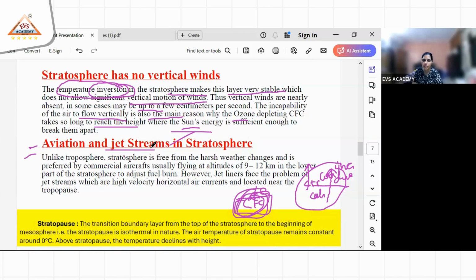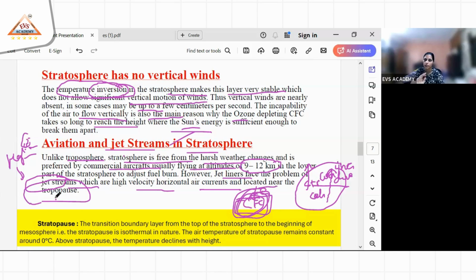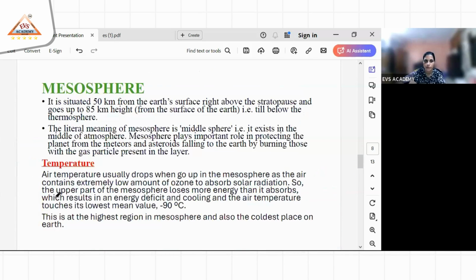Now, second is aviation and jet streams in the stratosphere. Unlike the troposphere, the stratosphere is free from harsh weather changes and is preferred by commercial aircraft, usually flying at an altitude of 9 to 12 kilometers, in the lower part of the stratosphere. However, jetliners face the problem of jet streams. Jet streams are high-speed winds that arise due to pressure belts. They are high velocity horizontal air currents located near the tropopause. So these are the characteristics of the stratosphere.